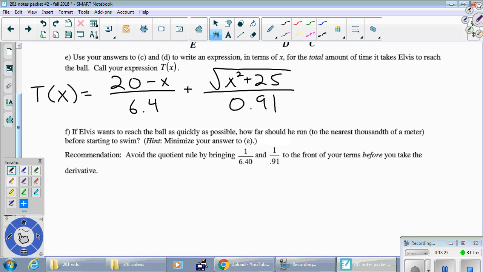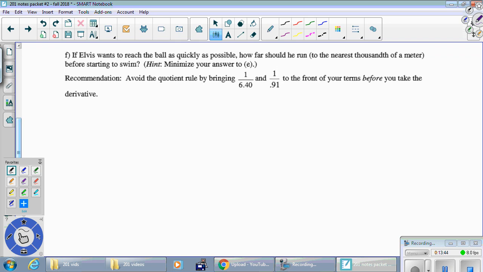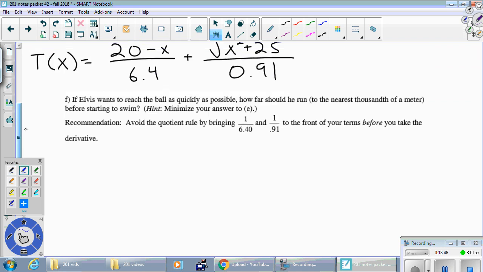Okay, and now we're trying to reach the ball as quickly as possible. So where should we run to along the beach before we start swimming in order to minimize the amount of time, minimize the answer to part E? And there's a recommendation here. It says avoid the quotient rule. So I think that's a good recommendation. Probably should. I'm the one that came up with it. Okay, so here we go. I guess we'll leave this on the screen.